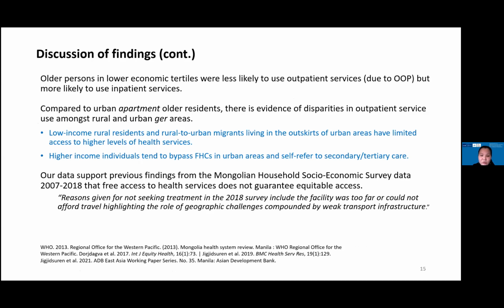Higher income individuals, like in the apartment area, were actually able to bypass the family health centers in the urban area and then self-refer to secondary, tertiary care, and hence that is why the out-of-pocket expenditure is still quite high. So our data support other Mongolian household SES data that even though there are free services, this doesn't guarantee equitable access, highlighting the role of travel, the role of geographical challenges combined with transport infrastructure.